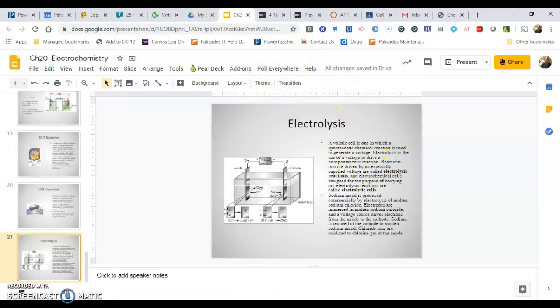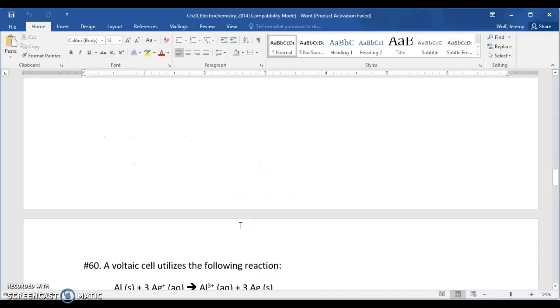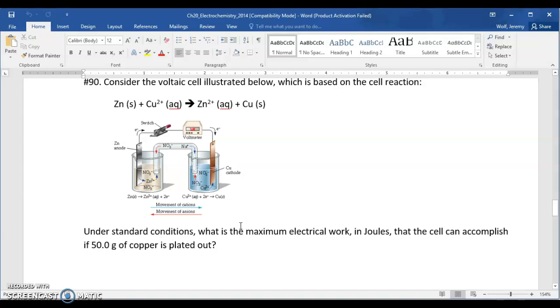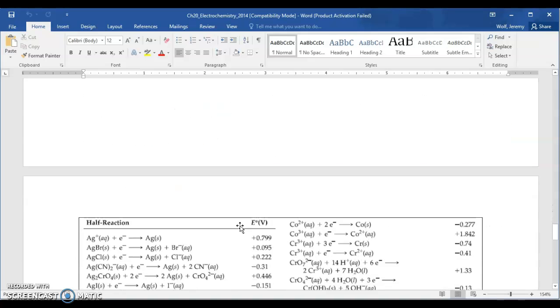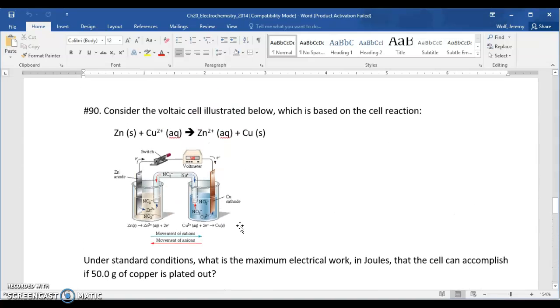And if you look back on the problem set, the homework problems, now you are able to do 54 and 60, and then I put 90 in there for fun. For success with 90, you're going to want to use the equations that you're given in your packet, because those are the ones that will help you to convert from grams of copper into joules, based upon the cell potential here. Okay, so good luck, have fun, and let me know if you have any questions.